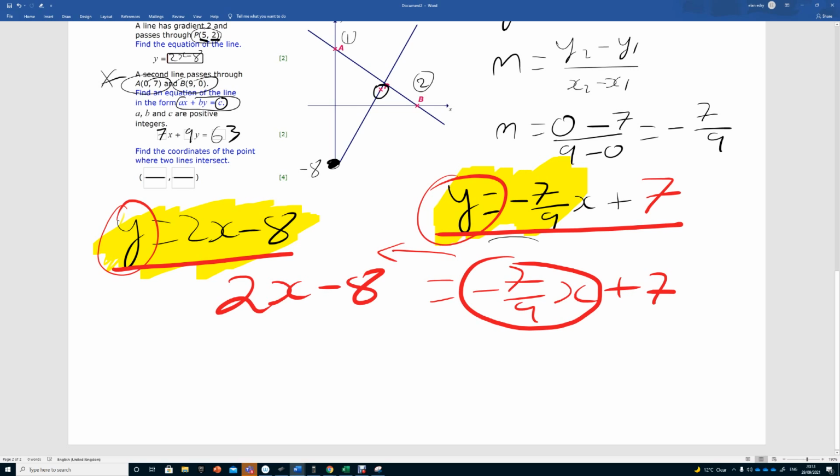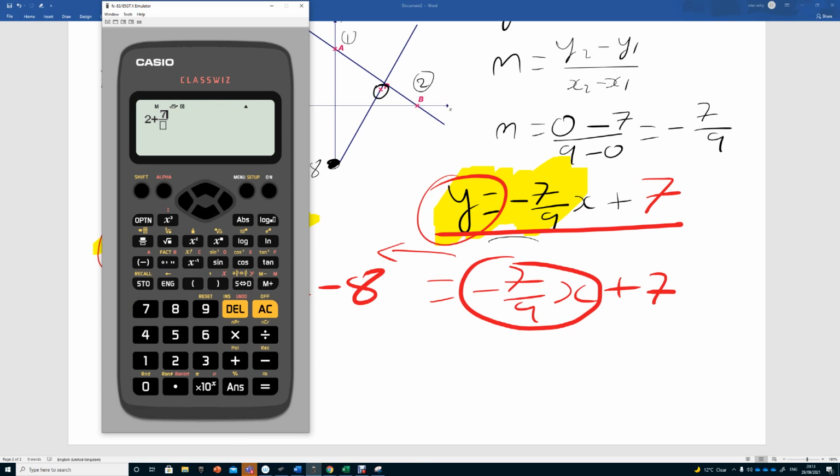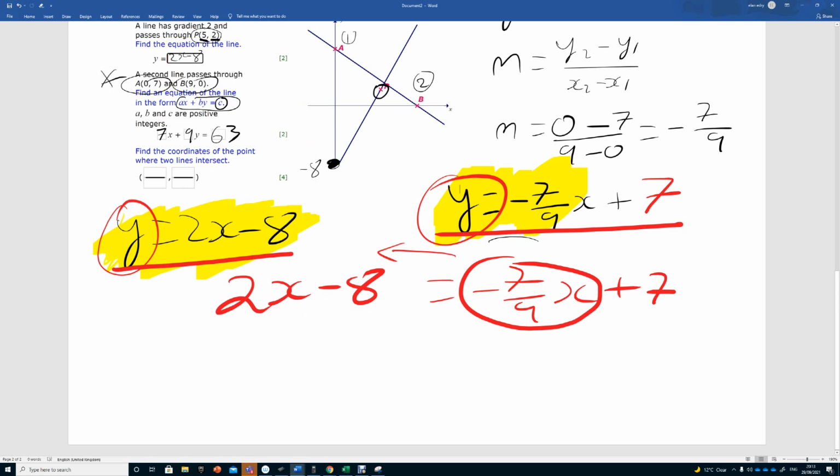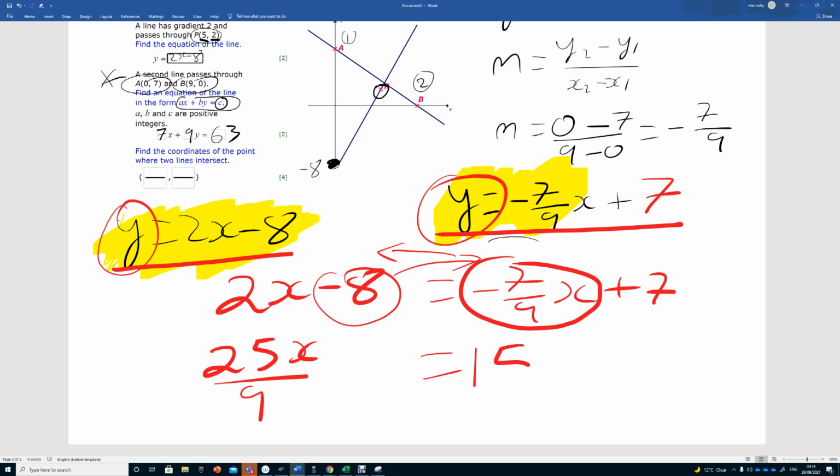So I get 2 plus 7 ninths x, which is going to be 2 and 7 ninths, which is going to be like 25 over 9. 25 over 9, yeah. So we have 25 over 9 x, so 25x over 9, take away 8 equals 7. Take the 8 over, becomes a plus, so you get 15. To get x on its own, you can divide by 25 over 9. Or, to be honest, what would be better is you times both sides by 9 to get rid of the 9, so you've got 25x equals 15 times 9, which is 135.